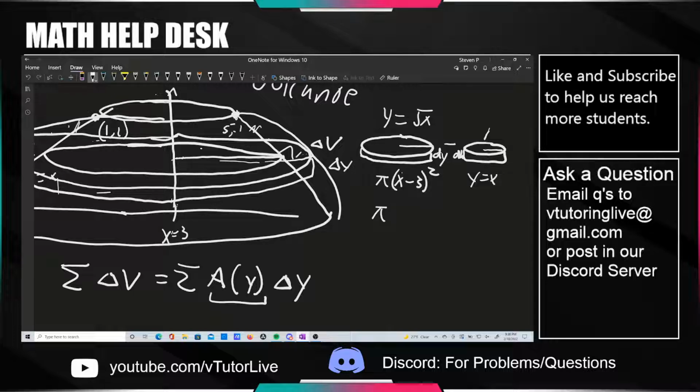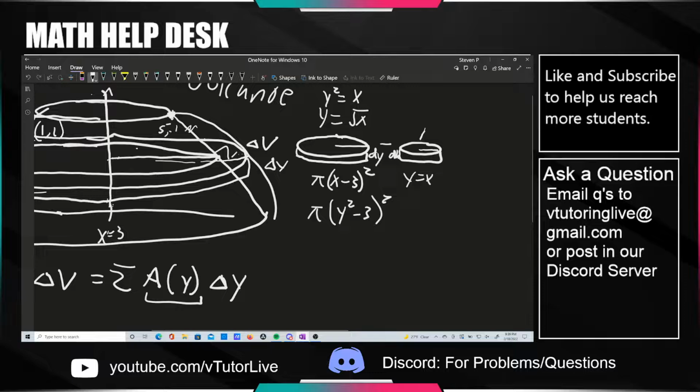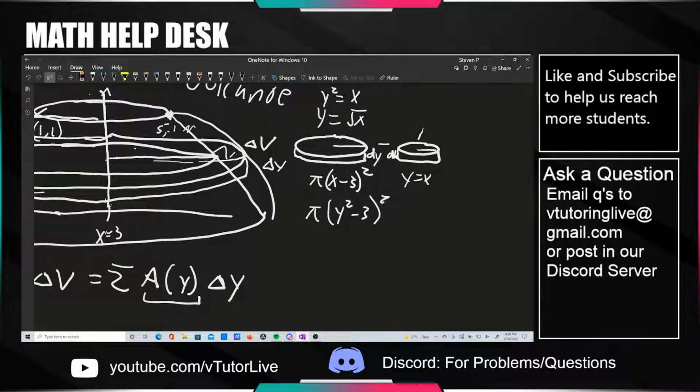So this turns into, for this particular disk, if y is equal to root x, then x becomes equal to y squared, so we get y squared minus 3 squared. You see that? If y is equal to root x for the wider disk, then y squared is just equal to x. You see? Let me remind you, a washer is basically just a disk minus a smaller disk. So this is the area in terms of x, and then this is the area in terms of y, which is what we want because we're integrating with respect to y.